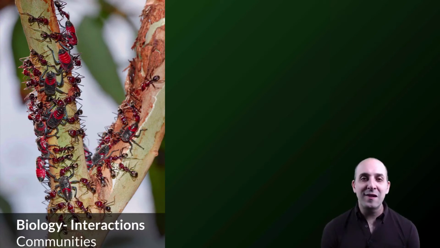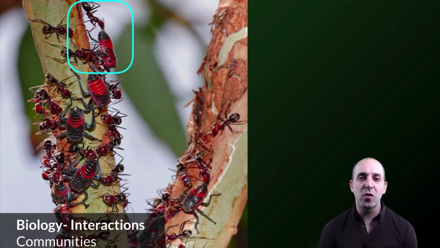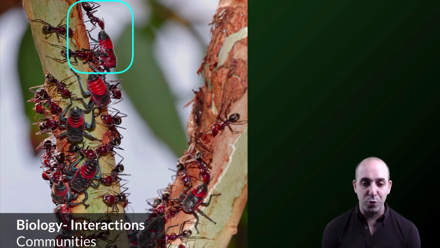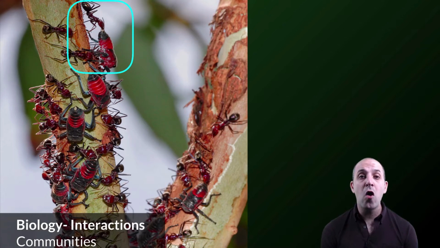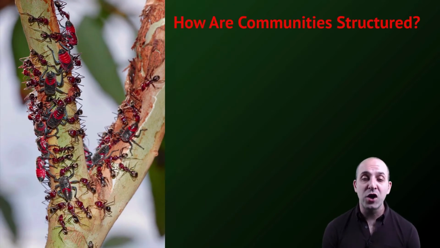Here you might just see a bunch of insects, but if we get a little bit closer and zoom in a little bit, you can see a relationship between the ants and the other insects, wherein the ants are protecting the insects in exchange for access to nutrient-rich secretions that the insects produce. These are community interactions, the interactions among all of the populations in a particular ecosystem, and that's what we're going to be talking about in this video.